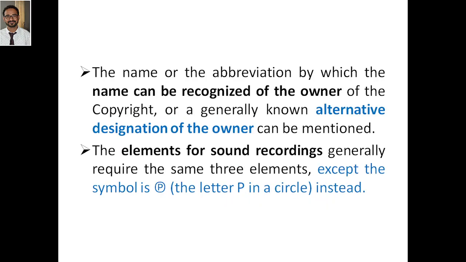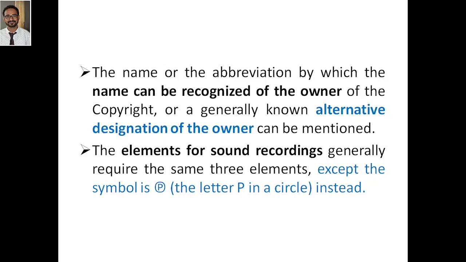Next, the name or the abbreviation. It can be your company name or your own individual name, by which the owner can be recognized. It can be a short form also if your company is very famous, or it can be the full name. Just make sure that the owner's recognition is done. If not for the common public, at least the registrar office should know to whom the mentioned name stands for, and that has to be written.